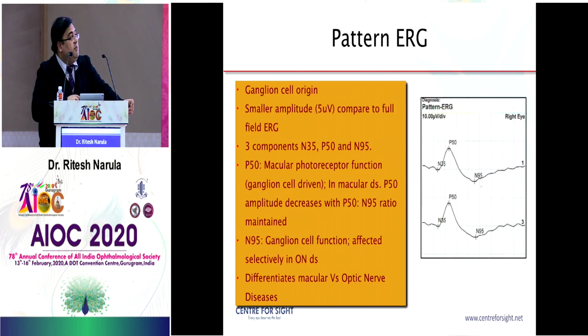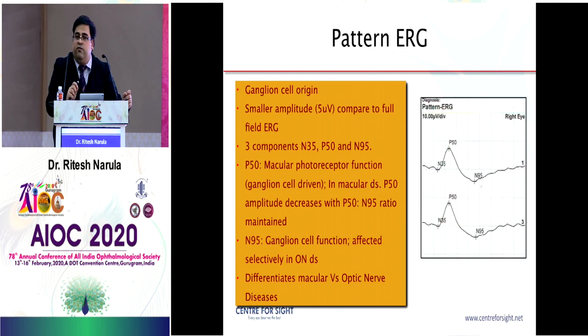Add to this, we also do something called pattern ERG. Pattern ERG is done, as I said, with full refractive correction. It is to assess the macular function, whether your macula is working fine or not. If the pattern ERG wave has 3 components, as you can see, N35, P50 and N95, the P50 is coming from macular photoreceptor. So if you have a P50 at 50 milliseconds, that means your macular photoreceptors are working well enough. N95 comes from ganglion cell. So N95 talks about ganglion cell function.